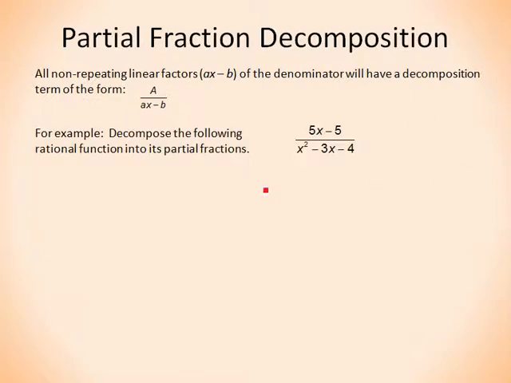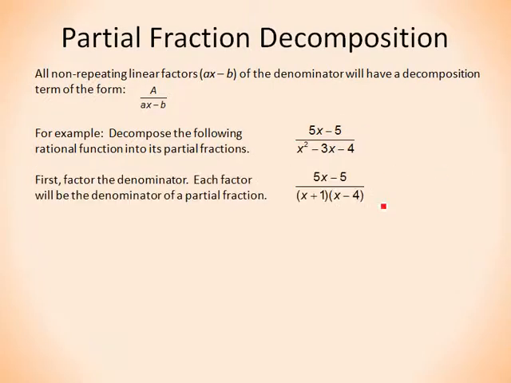For example, let's decompose this rational function into its partial fractions. I need to first factor the denominator. So here it is again. This is my rational function with a factored denominator. Here I see one non-repeating linear factor and another non-repeating linear factor. So each of them is going to have a term of that general form.